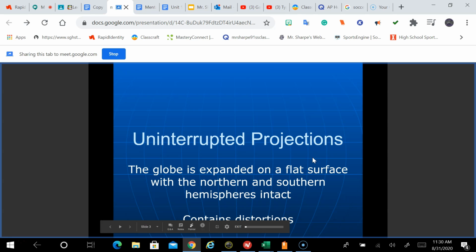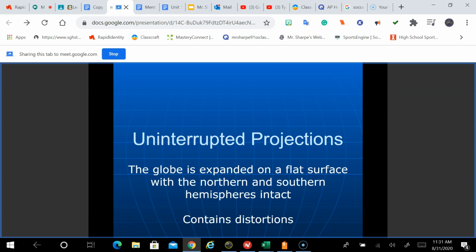So when we talk about projections, we have two different types of projections in general category. There's interrupted and uninterrupted projections. An uninterrupted projection, which we're about to see some examples of in the next slide, is a projection of the globe as it's expanded onto a flat surface, meaning that both the North and the South Pole are put intact. So we're not divvying up the northern and southern regions.